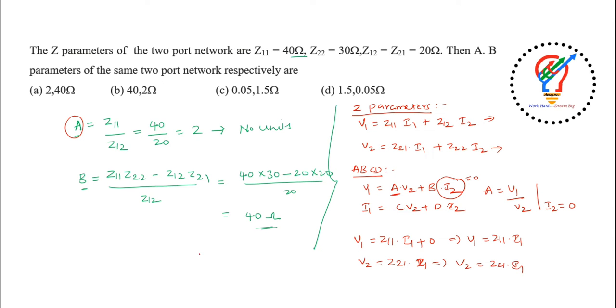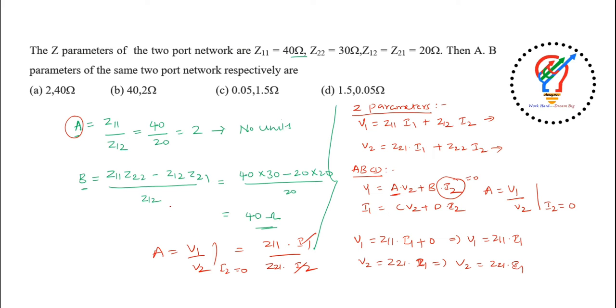Now A is nothing but V1 by V2 at I2 equal to 0. As per this, V1 is nothing but what? Z11 into I1 by Z21 into I2. So both get cancelled. A is nothing but Z11 by Z21, or Z12.